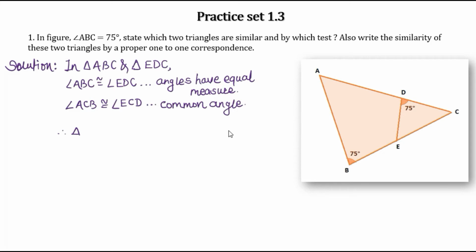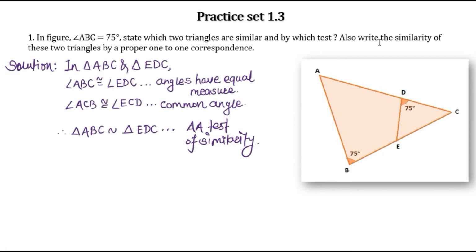Okay, so finally we can write triangle ABC is similar to triangle EDC, and the reason is the AA test of similarity. So this is half of the question done.